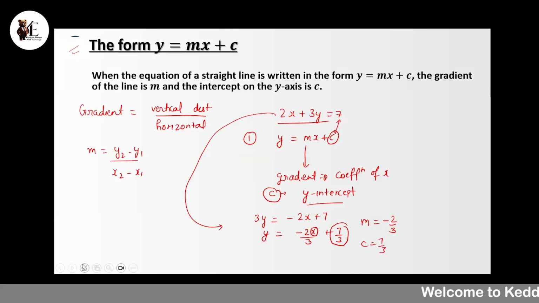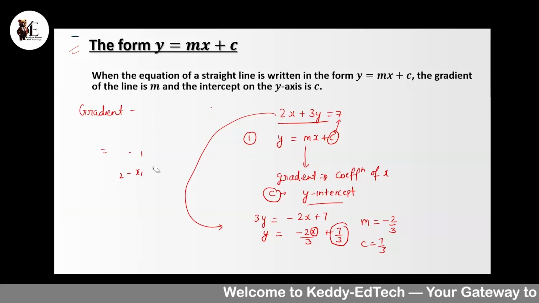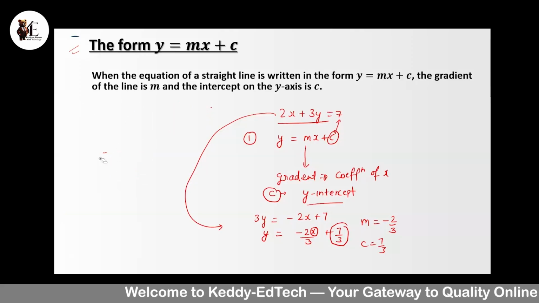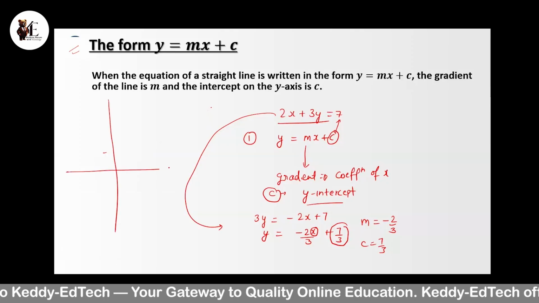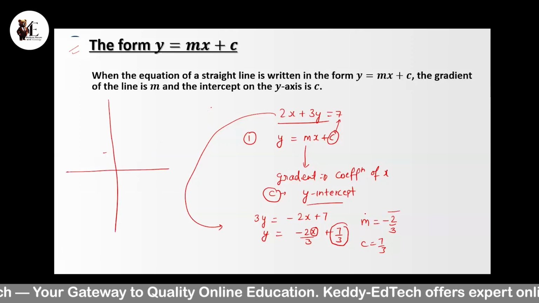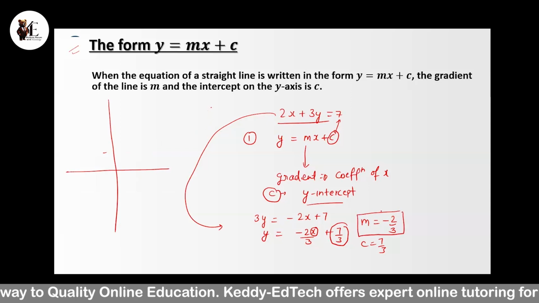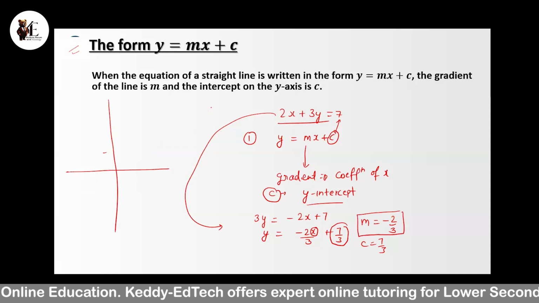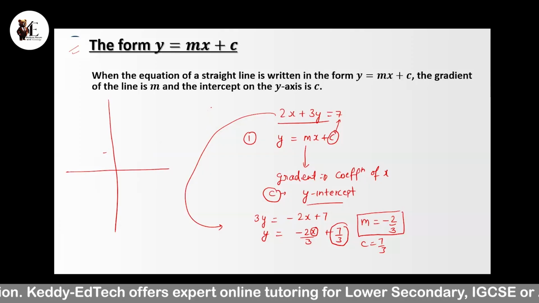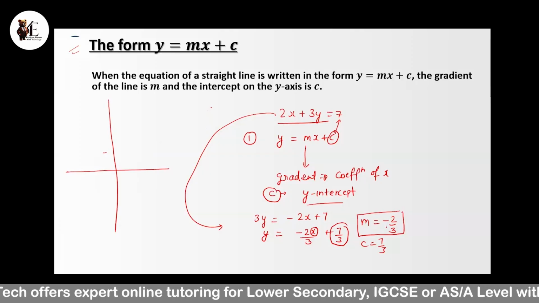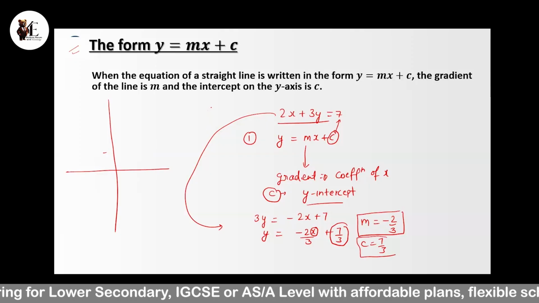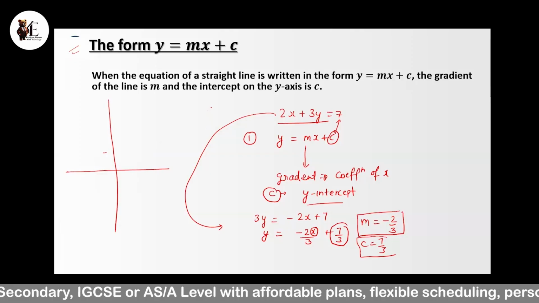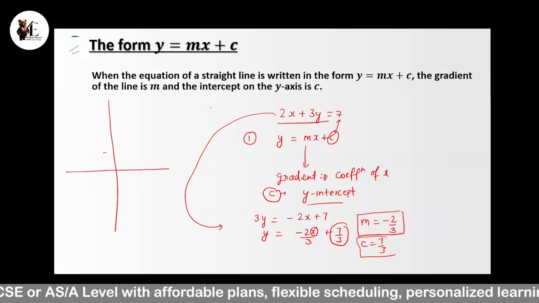So if it is asked that you have to draw a rough sketch of this equation, then what do you have to do? First of all, you can see that the gradient is negative. If the gradient is negative, then the graph will be in the downward direction. If the gradient is positive, then the graph will be in the upward direction. And the second thing will be this y-intercept 7 over 3. It means 7 over 3 will be 2.33 in terms of decimal.